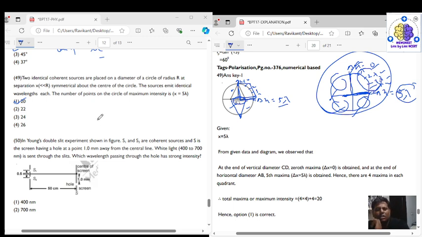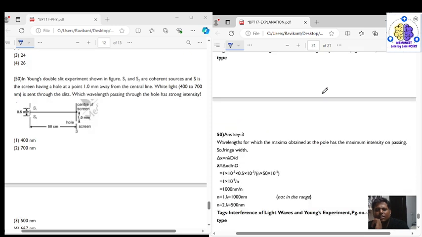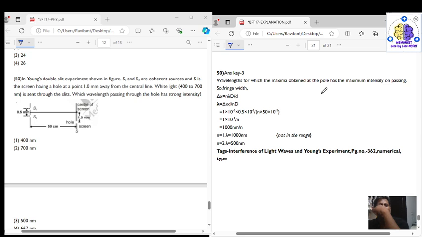Now coming to question number 50. Question number 50 says that in Young's double slit experiment shown in the figure, S1 and S2 are coherent sources and S is the source having a hole at a point of 1 millimeter away from the central line. The light of 400 to 700 nanometer is sent through the slit. Which wavelength passing through the hole has a stronger intensity, right?